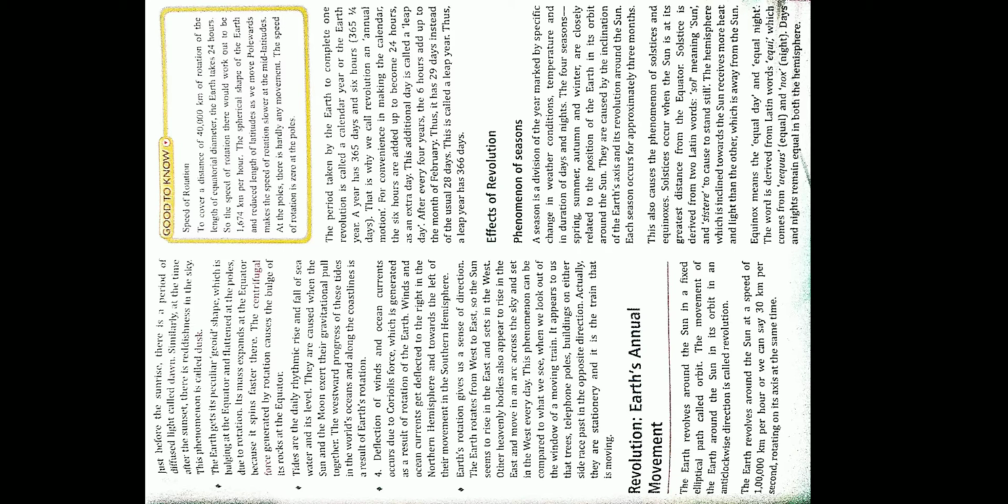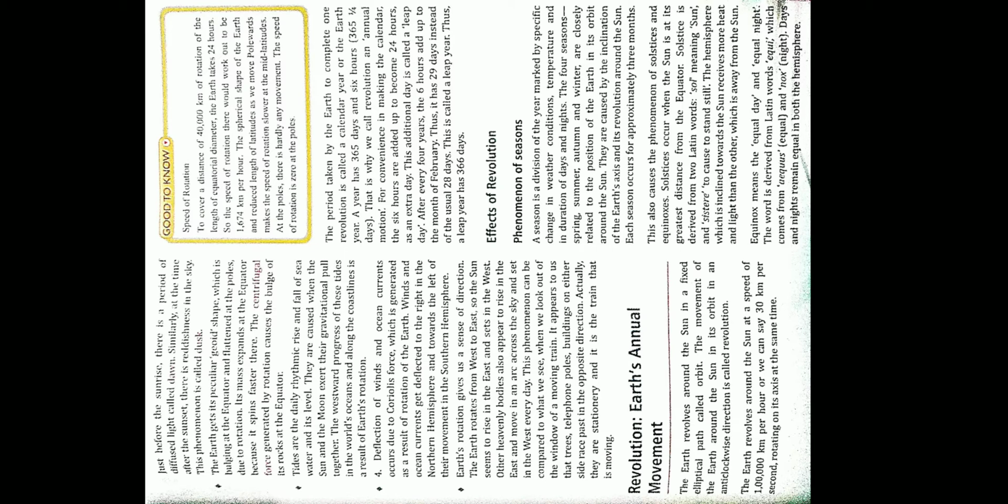Effects of revolution. Phenomenon of seasons. A season is a division of the year marked by specific changes in weather conditions, temperature, and in the duration of days and nights. The four seasons, spring, summer, autumn, and winter, are closely related to the position of the earth in its orbit around the sun. They are caused by the inclination of the earth's axis and its revolution around the sun. Each season occurs for approximately 3 months.